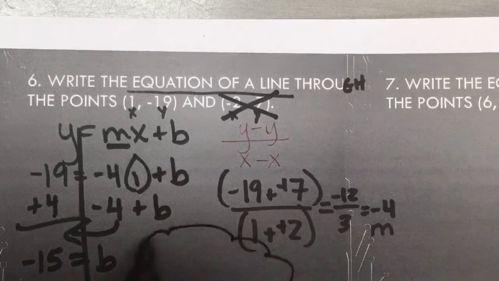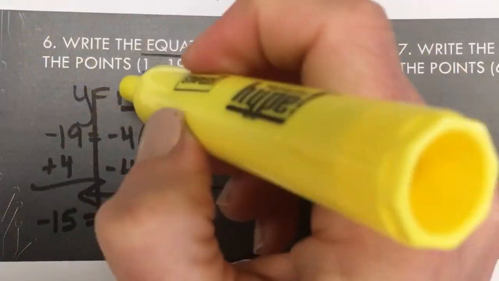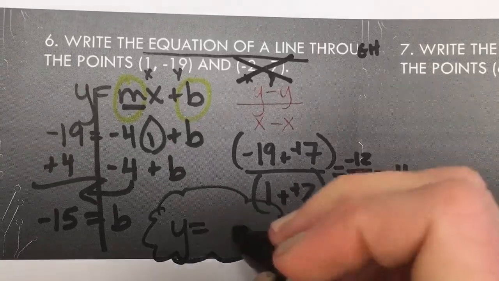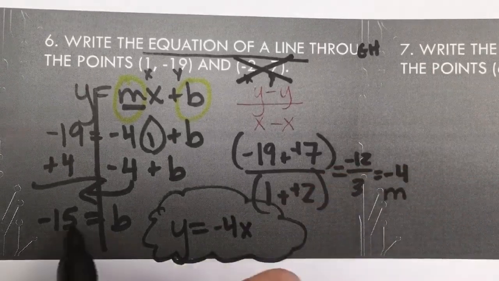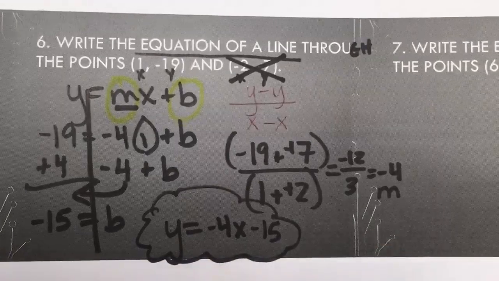For my answer, it's y equals, and you plug in for the m and the b. The m we got to be -4, and the b is -15. So your answer is y equals -4x minus 15.